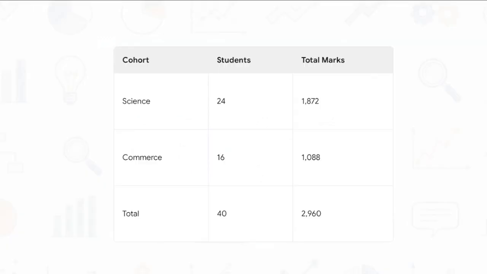Now, what's really interesting about this slide is how quickly a confusing ratio turns into simple, manageable numbers the second you organize it. We split our 40 students into that 3:2 ratio. That gives us exactly 24 science students and 16 commerce students. To find the total marks for each group, we just multiply the number of students by their group's average. So 24 science students times their average of 78 equals 1,872 total marks. 16 commerce students times 68 gives us 1,088 total marks. Suddenly, everything is perfectly concrete.